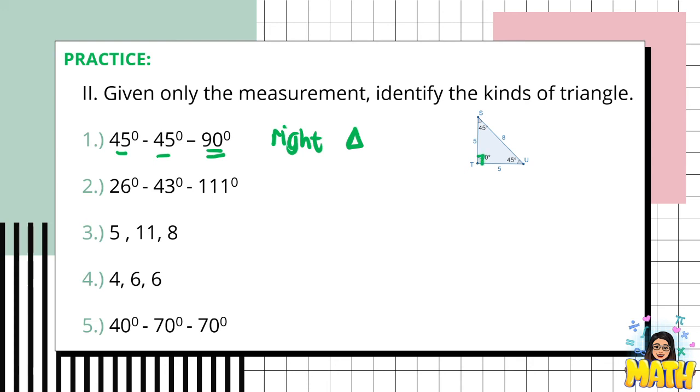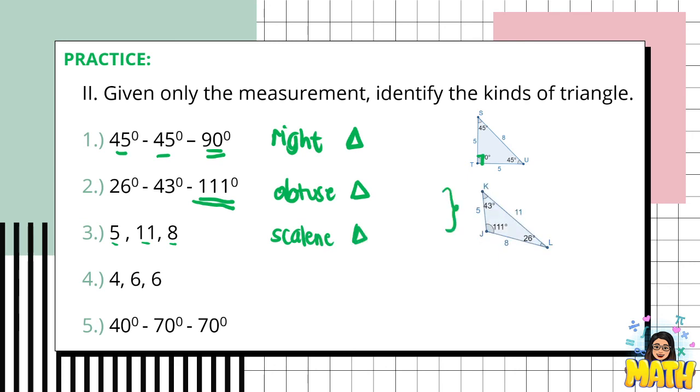Next, for number 2, we have 26, 43, and 111 degree triangle. So here, we have one angle that measures more than 90 degrees. So this one is classified as an obtuse triangle. For number 3, we have the lengths of the sides, 5, 11, 8. They are not equal to each other. Therefore, it is an example of scalene triangle. For numbers 2 and 3, so here is an example of our figure.